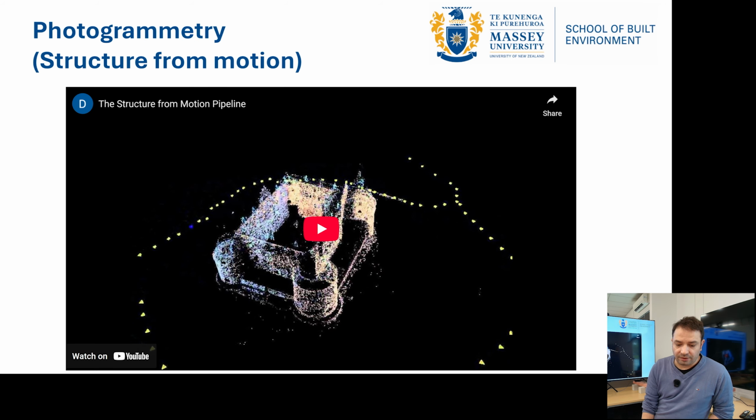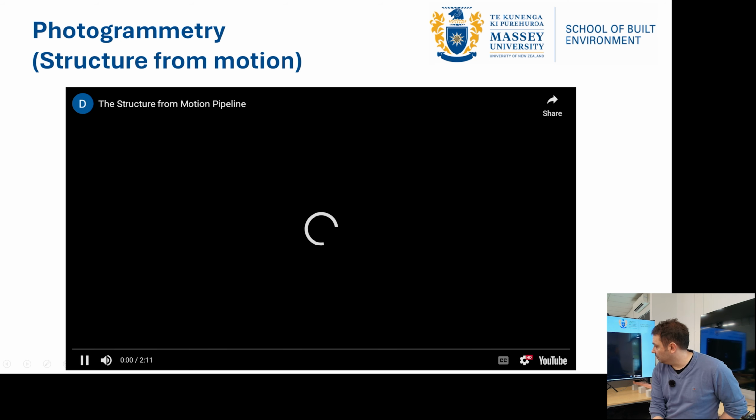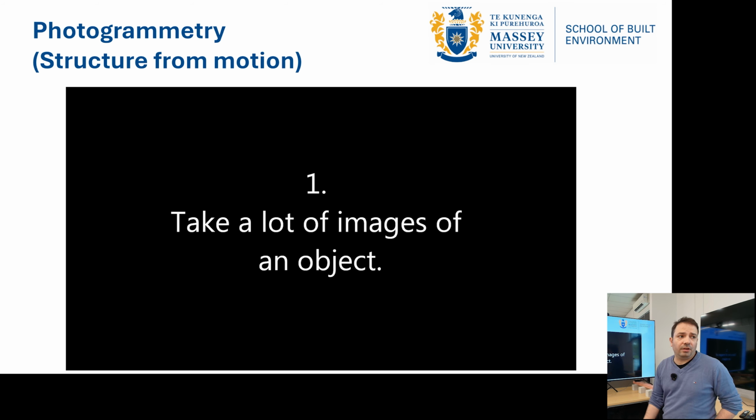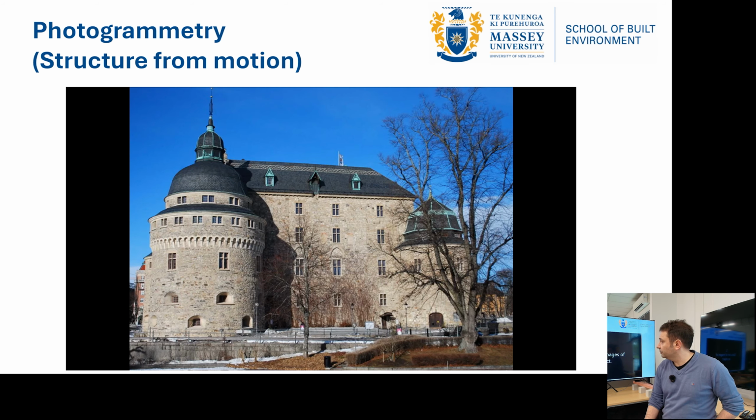Let's go and see the alternative. The alternative is to use photogrammetry. Photogrammetry is a way in which you can rebuild a geometry just using images. And this is how it works. It's a simple tutorial that shows the steps. The algorithm behind the scenes is called structure from motion.